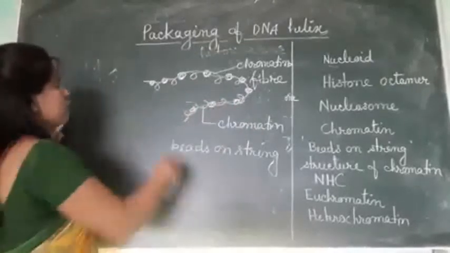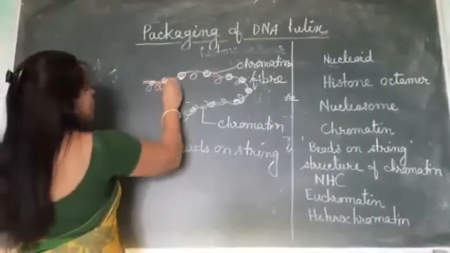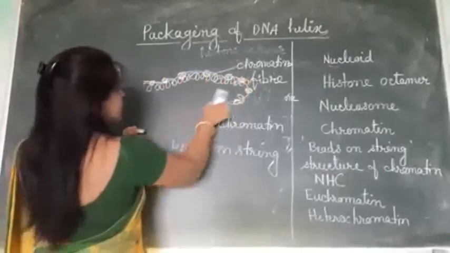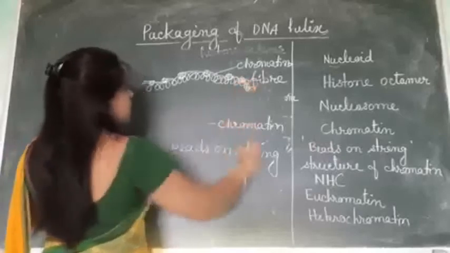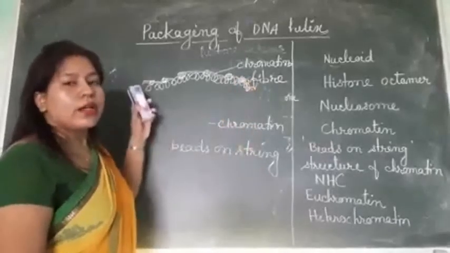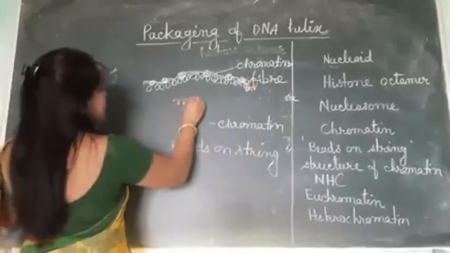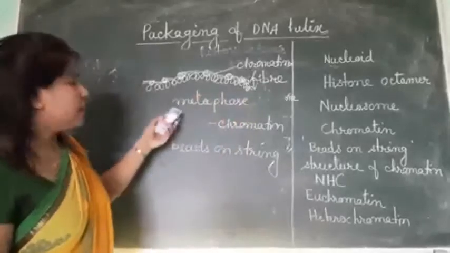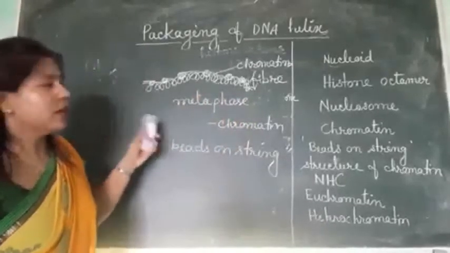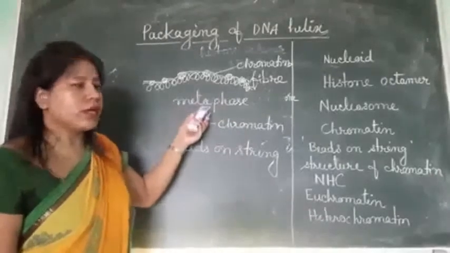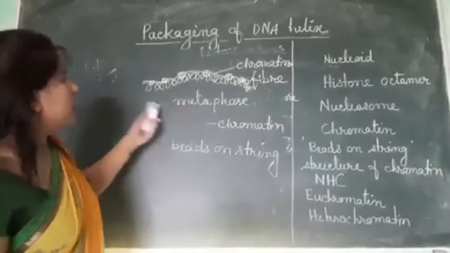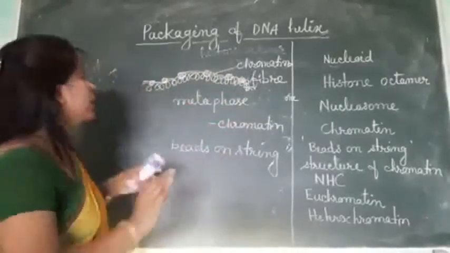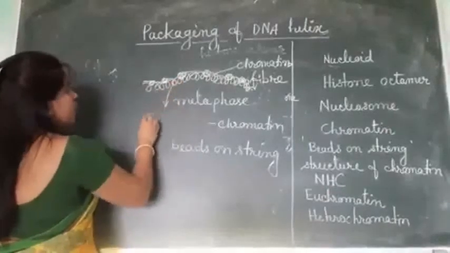These chromatin fibers are further coiled and become more condensed, isn't it? At which stage? At metaphase stage of cell division. Okay, you studied about cell division in your 11th standard, and you found this name, metaphase stage. At metaphase stage of cell division, these chromatin fibers are further coiled and become more condensed, and then it is called chromosome.